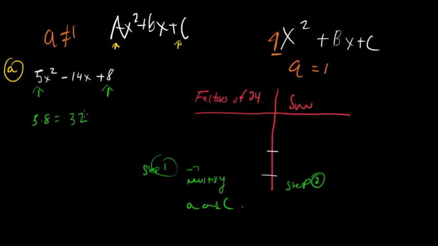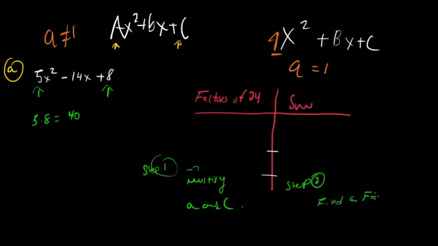5 times 8 is equal to 32. Okay? Now, once we've multiplied, I'm sorry, not 32. I'm thinking of 5 times 4. 5 times 8 and we get 40.